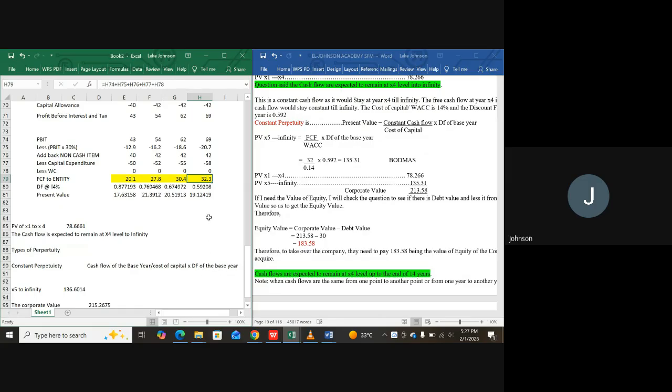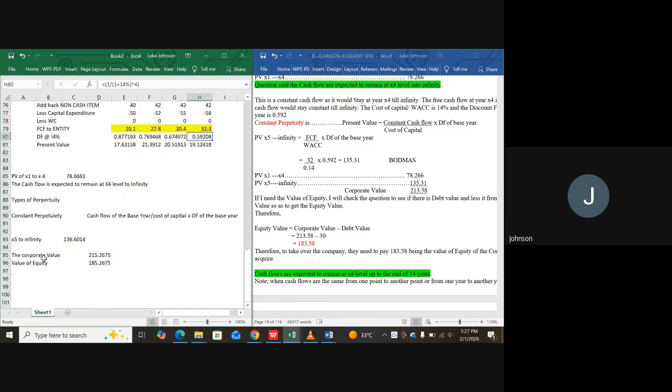Then what is the discount factor of the base year? The base year is always year 4. The discount factor of the base year is 0.59, whatever. So what we have here is what we now input into this formula. Just say the cash flow of the base year divided by 14%, close the bracket, and multiply it by the discount factor of the base year. That's what we did. It's as easy as that. That's how we're able to get this value. Do you understand it now, madam? Yes, sir. Okay, so you understand it.